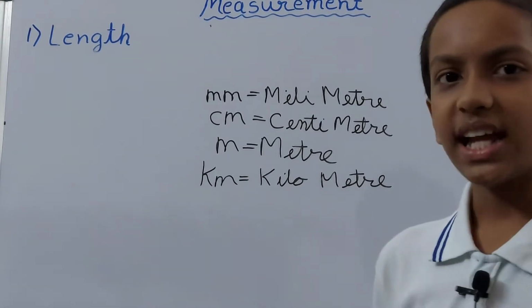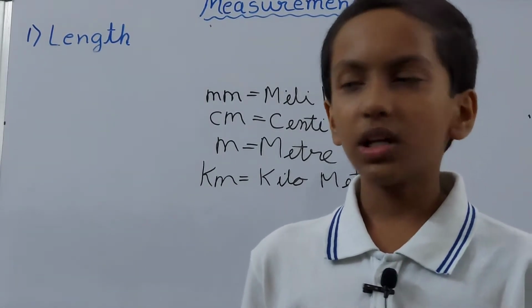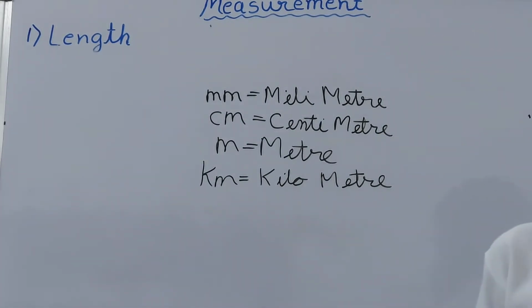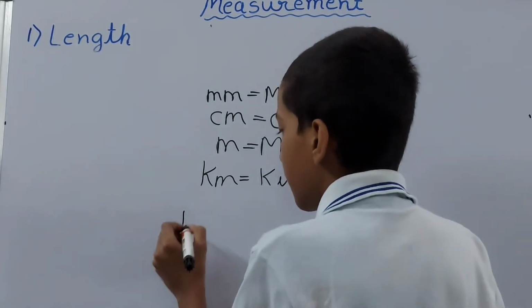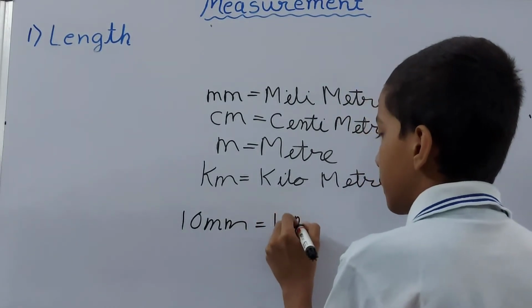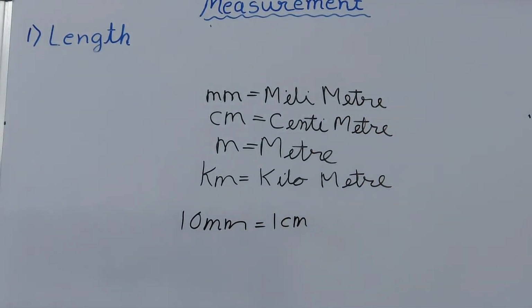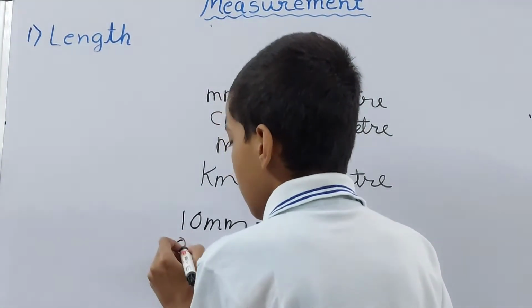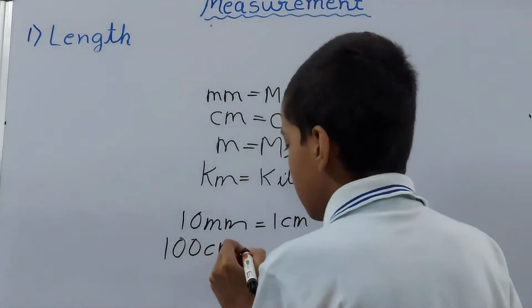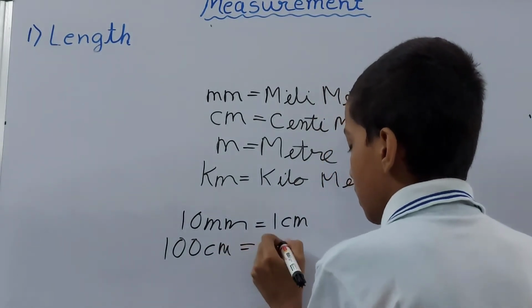Friends, now comes how many units make another unit. Like how many millimeters make a centimeter. So let's see. Friends, 10 millimeters make 1 centimeter. Okay? If you count 10 millimeters, you will get 1 centimeter. And now, how many centimeters make a meter? So it is 100 centimeters. 100 centimeters make 1 meter.